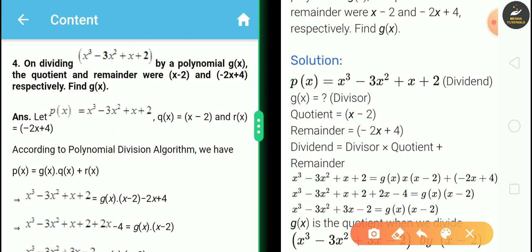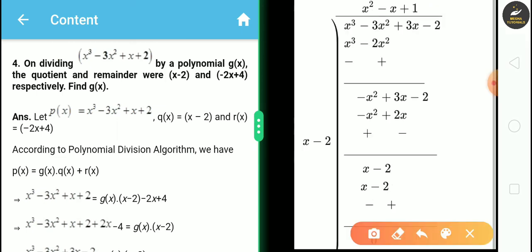Now we will transpose x minus 2 to the left hand side, so that we will get x cube minus 3x square plus 3x minus 2 upon x minus 2. It means to get g of x, we have to divide x cube minus 3x square plus 3x minus 2 by x minus 2. So let's start with the division.